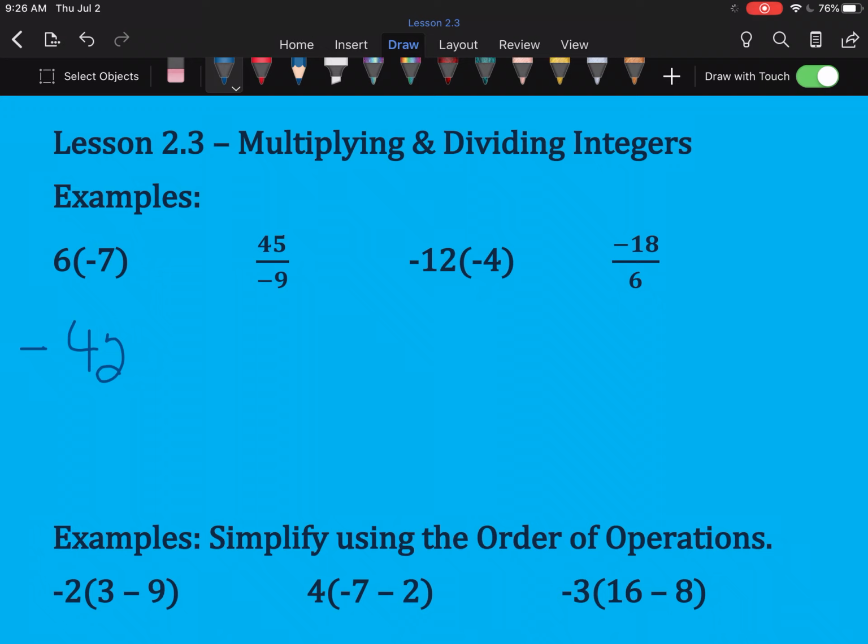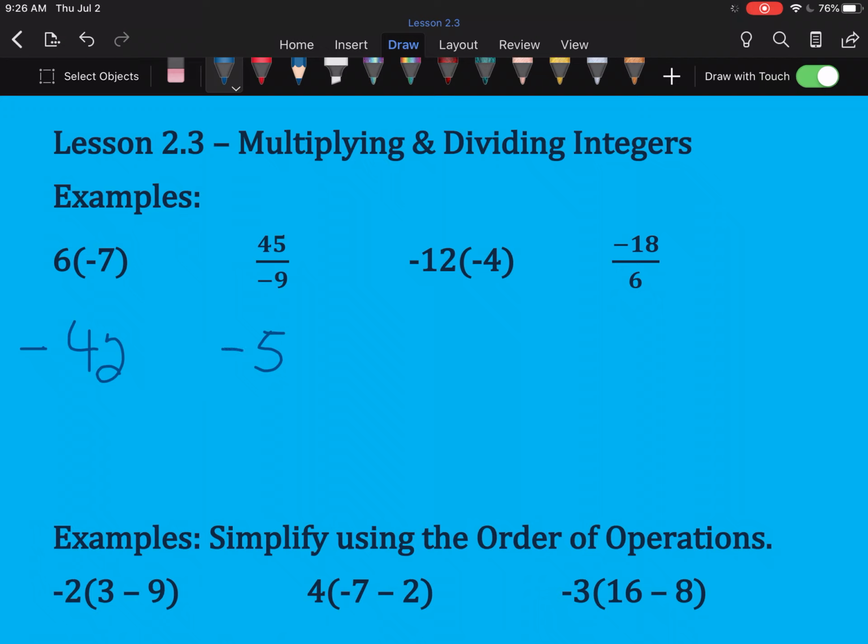45 divided by negative 9. I'm going to ignore the negative for a second. 45 divided by 9 is 5. Now I'll go back and look at the signs. I have one positive number, 45. I have one negative number, 9. Those are different signs. Different signs give me a negative number.